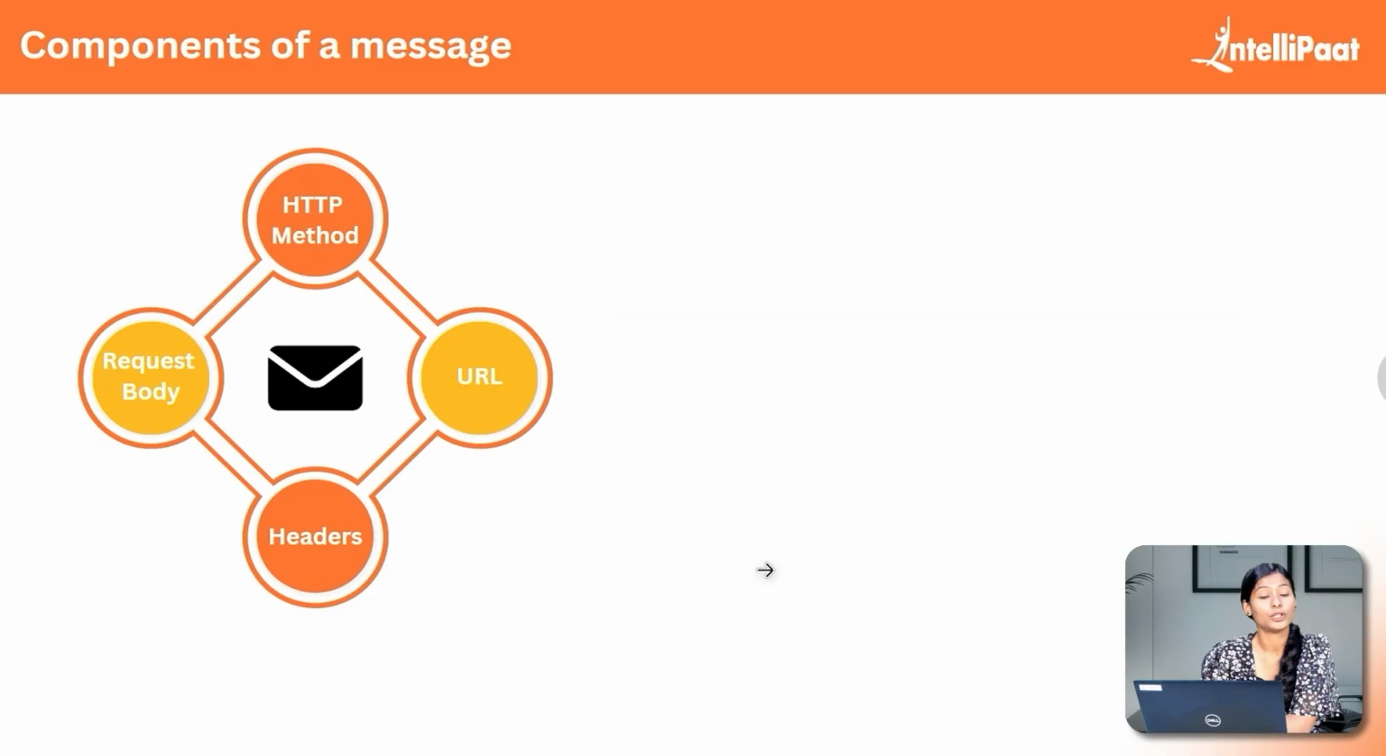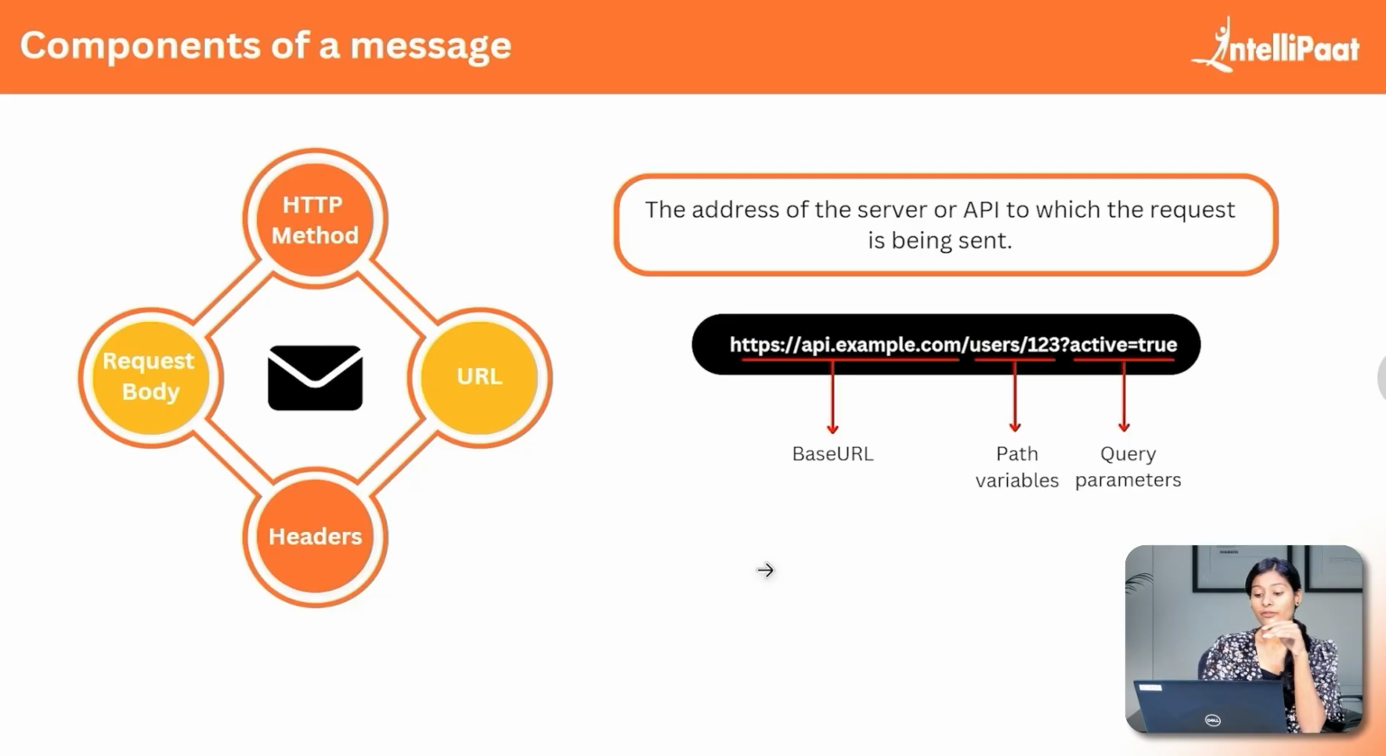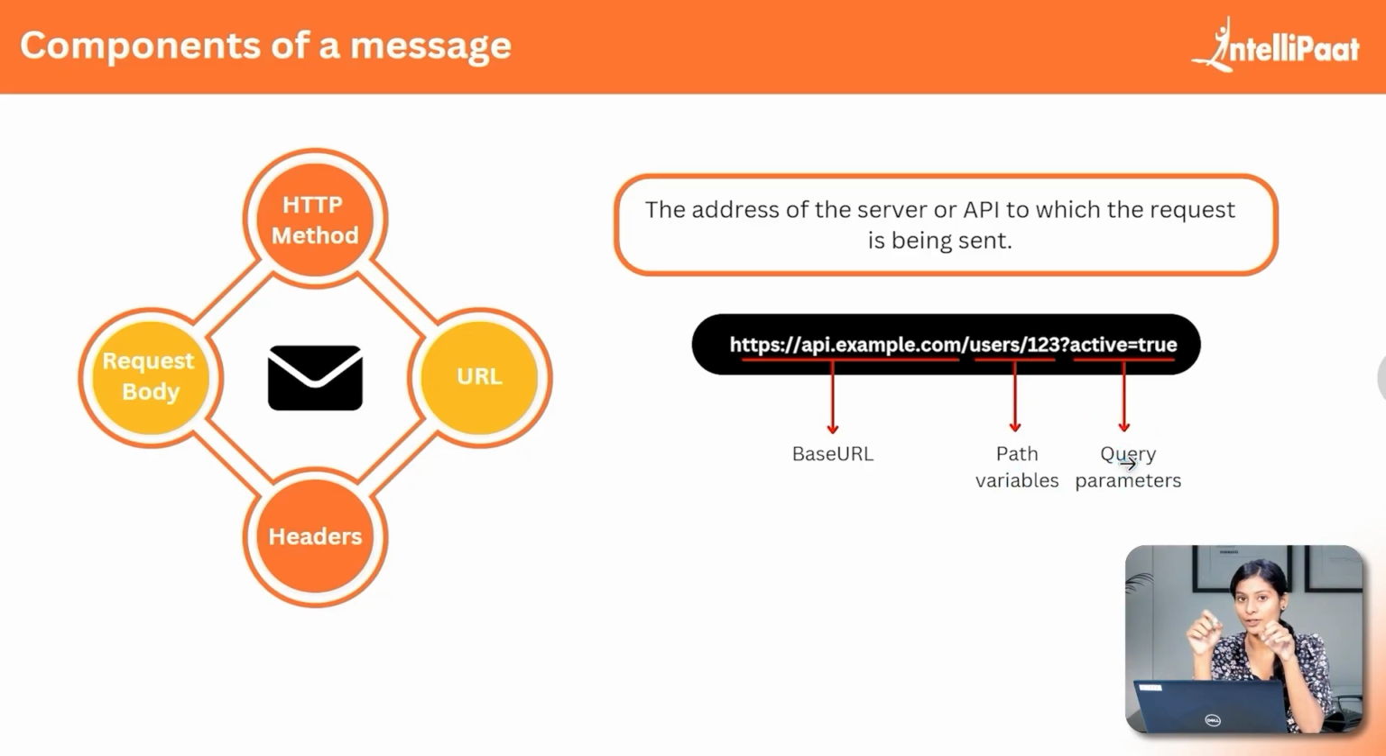Moving on, we have URL. Now, URL is very important because this is the endpoint or the address to which you're sending your message. Here's an example URL. I've broken it down into three parts: the base URL, path variables, and query parameters. We'll look at them in detail in the hands-on part.